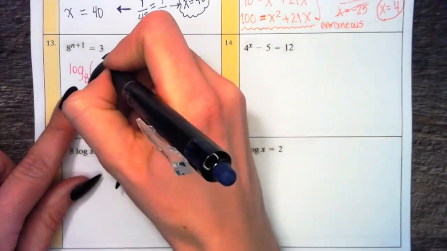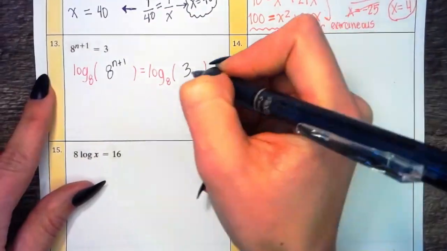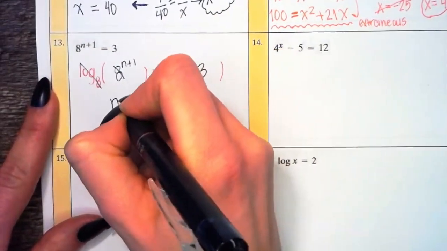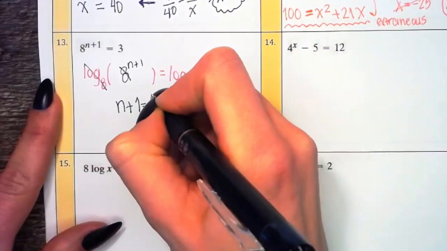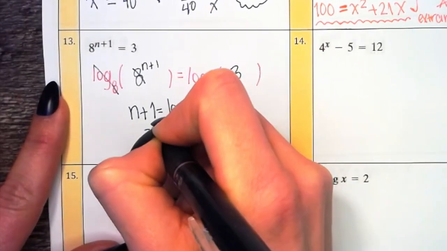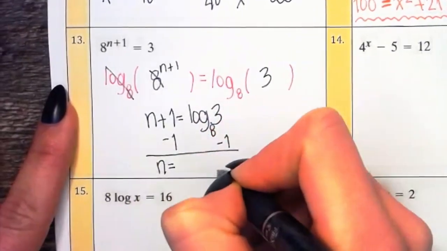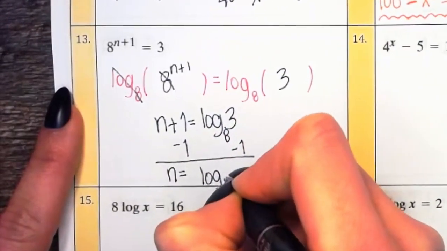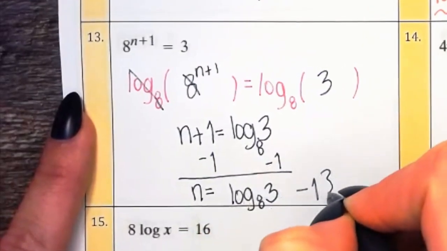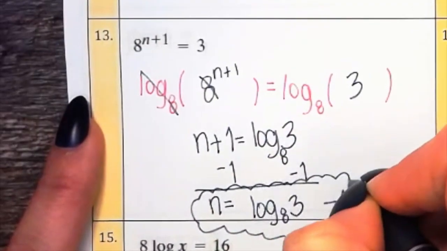Log base 8 of 8 to the n plus 1 and 3. Log base 8 and 8 disappear. We're left with the n plus 1 equals log base 8 of 3. Subtract 1 from both sides. N equals log base 8 of 3 minus 1. We can't combine them because log can only combine with other like logs.